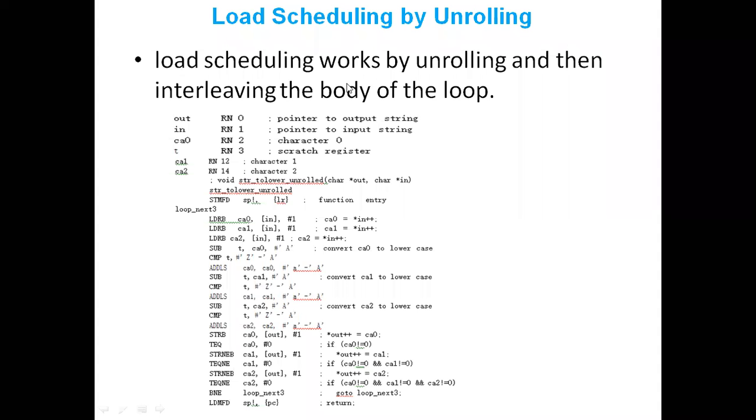Load scheduling works by unrolling and then interleaving the body of the loop, right? The first one, out is R0, in is assigned to R1, CA0 is R2, T is R3, CA1 is R12, and R14 is for character number 2. And this is for character number 0, this is for character number 1, and character number 2. Is it right? So once it is done, I'm making use of the stack pointers here, right?